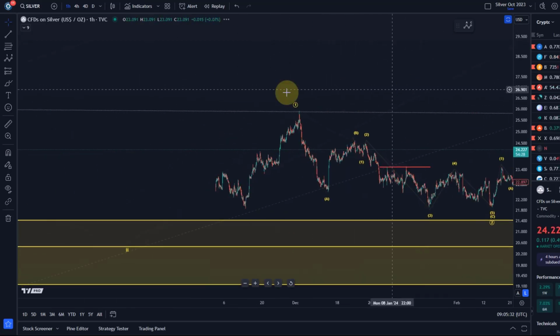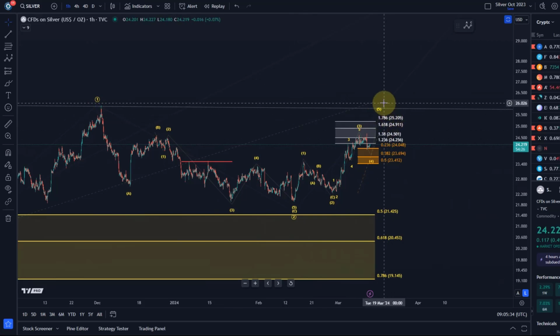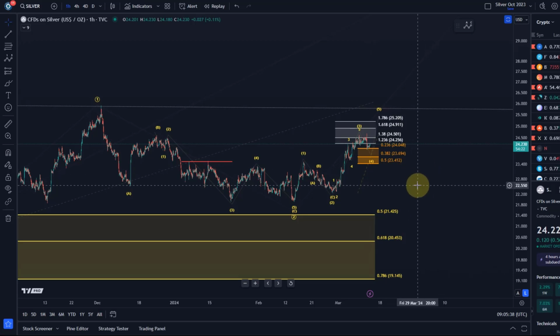It might even test that trend line there. Then we have 5 waves up, and we can call that again a wave 1, and look at the wave 2 pullback to maybe find the next larger entry. Okay, that's my update about silver.